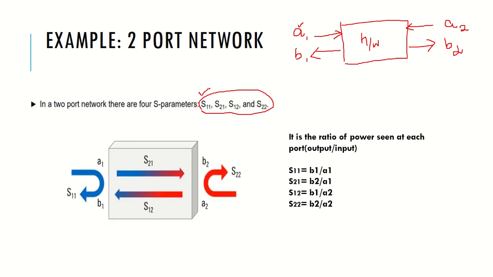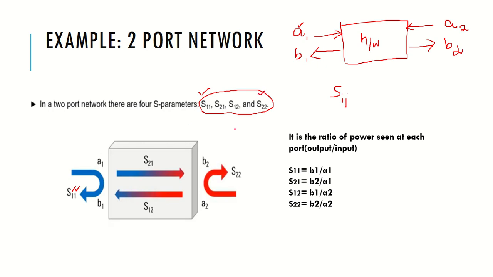I'll start with the first term S11. So what does this 11 represent? 1 represents the output port. This represents the input port. It is usually denoted as Sij, where i represents the particular output port and j represents the particular input port. So come to this S11. 11 means the output port is also port 1, input port is also port 1, which means the wave is reflected at port 1 itself. I give input at A1, it is reflected as B1. So that parameter is called S11.